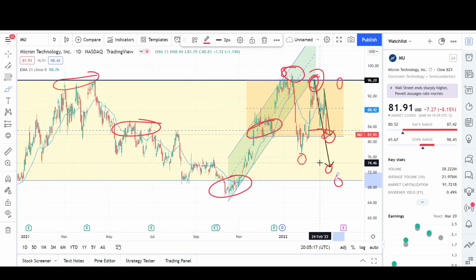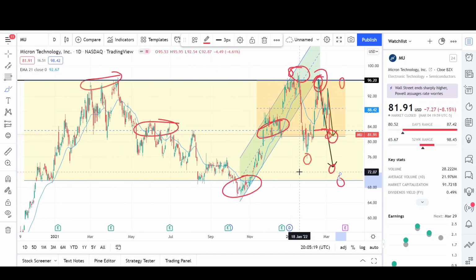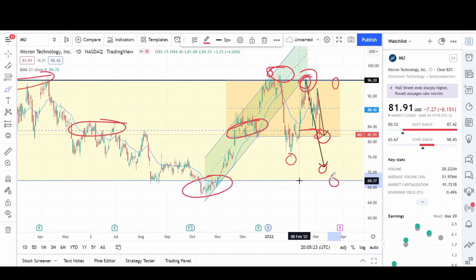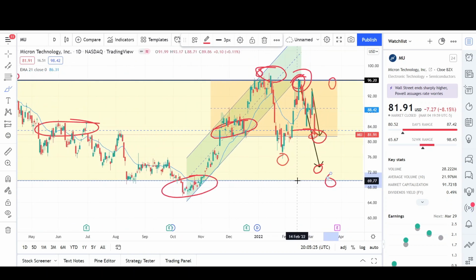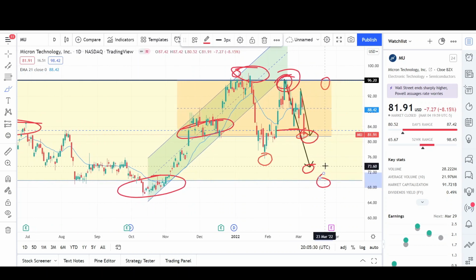It looks like all stocks are still continuing lower, and they also have room to continue lower. So I don't think Micron is going to be any different, especially since it's a semiconductor company. I think Micron still has room to drop lower, especially since the market is bearish right now.